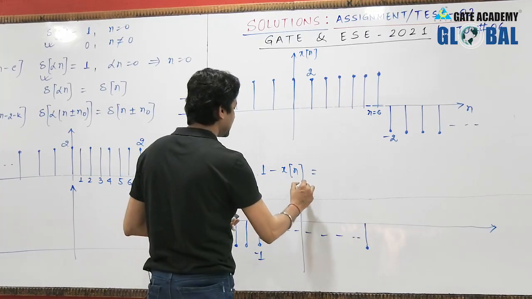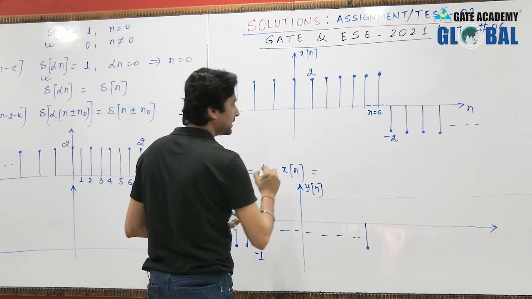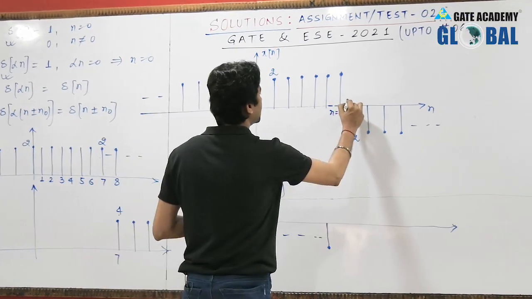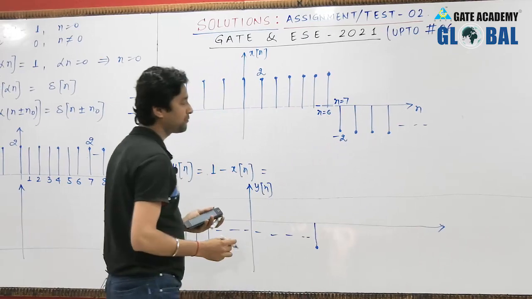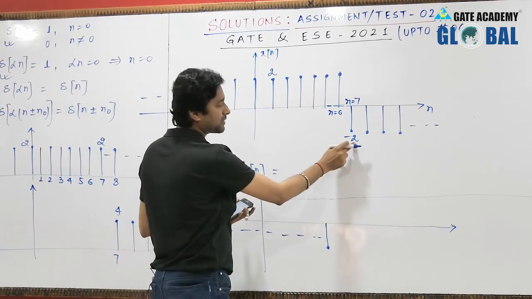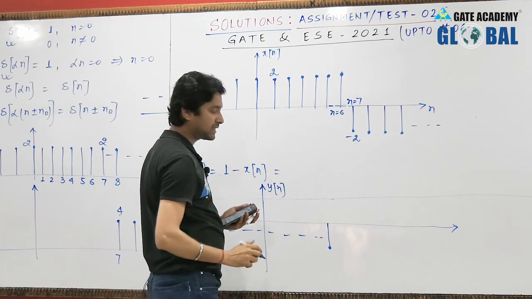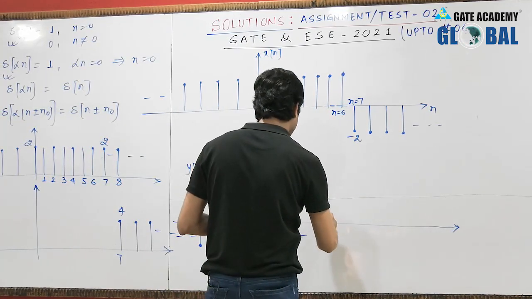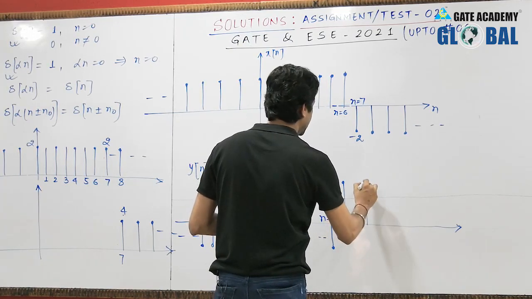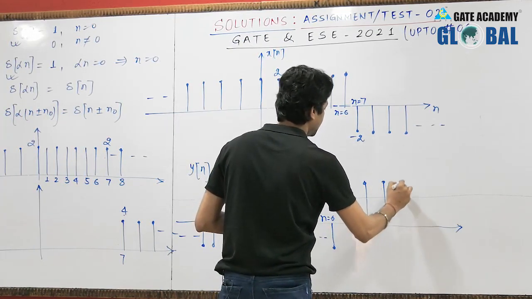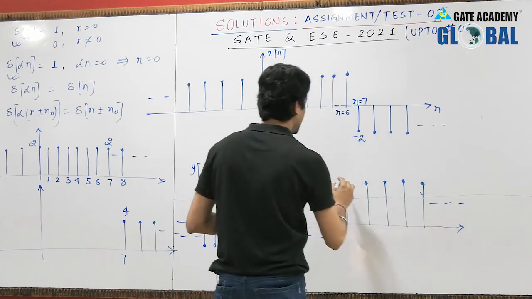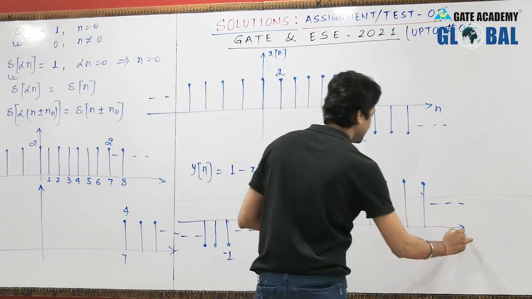Here we are plotting the signal y of n, and after n equals 6, that is from n equals 7 to infinity, what will be the value? We are subtracting this signal from 1. So 1 minus of minus 2 will be plus 3. Therefore, from n equals 7 to infinity, you will have the value 1 plus 2, that is 3, up to infinity. So these values are 3 with respect to n.